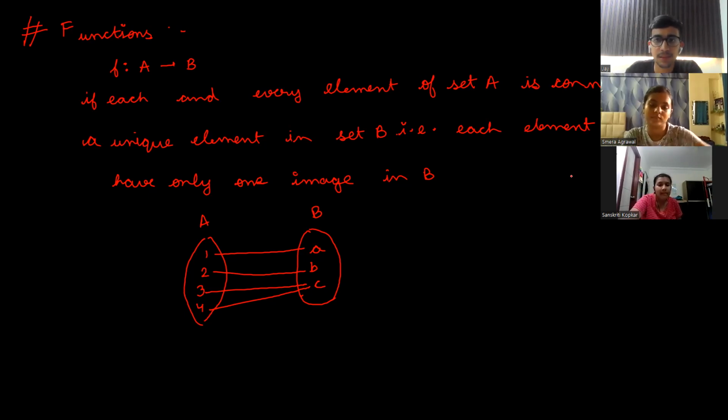Okay, let's see how much you understand about this definition. So let's say there's a set A, there's a set B. Okay, there's only one element in set A, and there are like 2 elements in set B. ठीक है? Tell me, is it a function? No, sir. Why no? Because one has two images. One should have only one image. ठीक है? So it's not a function.